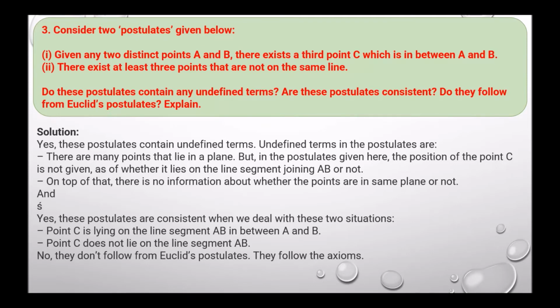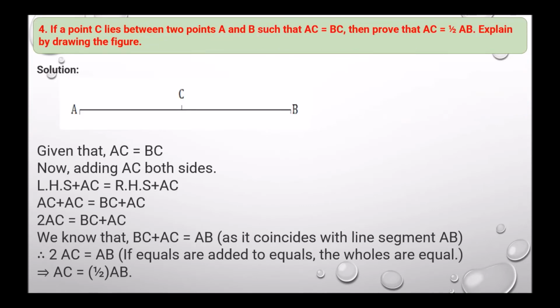On top of that, there is no information about whether the points are in the same plane or not. And yes, these postulates are consistent when we deal with these two situations. Point C is lying on the line segment AB in between A and B. Point C does not lie on the line segment AB. No, they do not follow any Euclid's postulates. They follow the axiom.